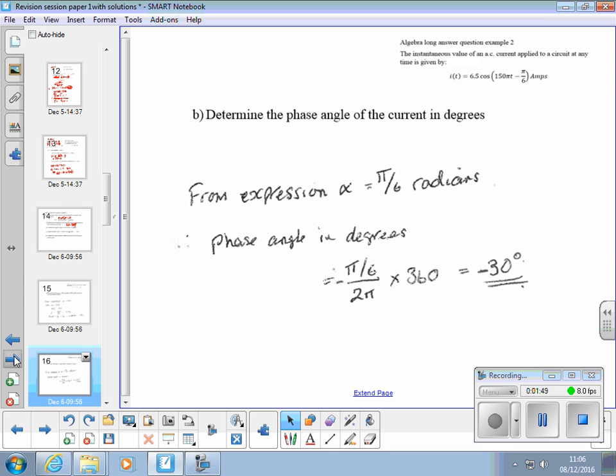The next bit, determine the phase angle. From the expression, you know that alpha is pi over 6 radians. In fact, that's minus pi over 6 radians. So you divide that by 2 pi, which is your fraction. Pi over 6 is the fraction of the whole circle, 2 pi, and multiply by 360. You might also do pi over 6 over pi and multiply by 180 degrees. Use the half circle method, doesn't matter. Same thing.